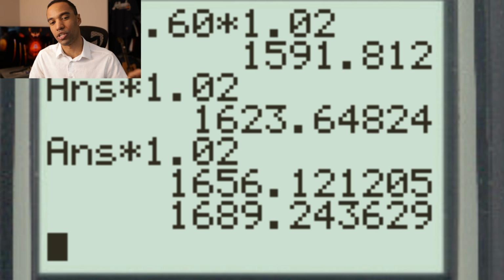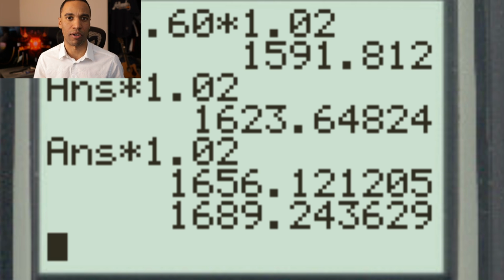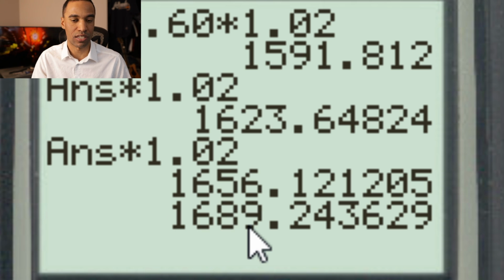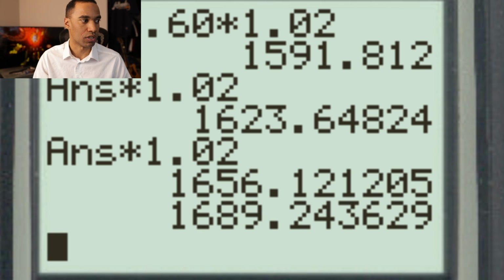What 1.02 means, even though it doesn't have to do with what we're talking about yet, is it's a 2% increase in something. So a 2% increase from 1656 is 1689-ish, right?